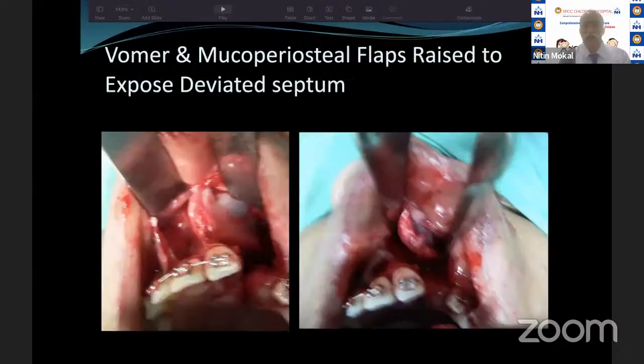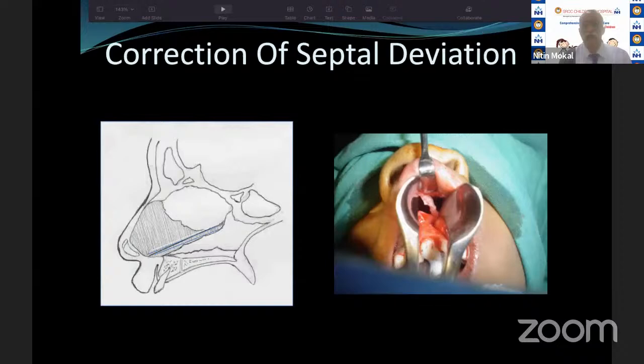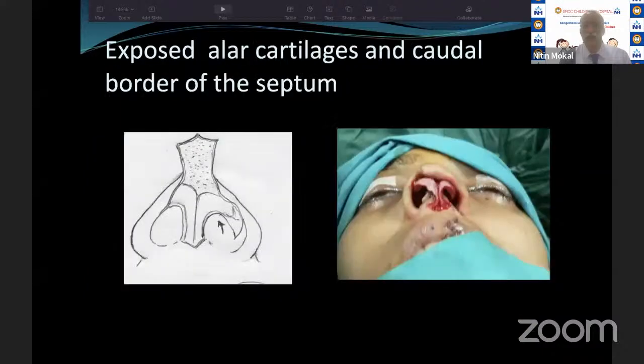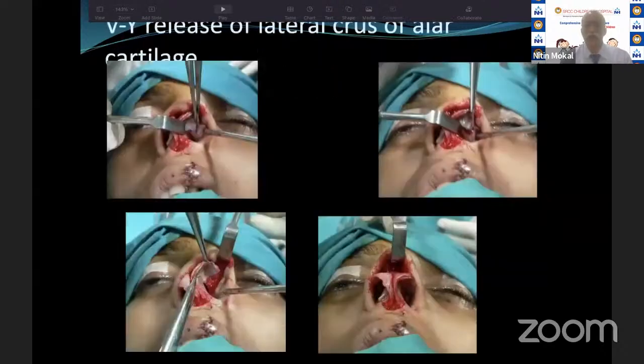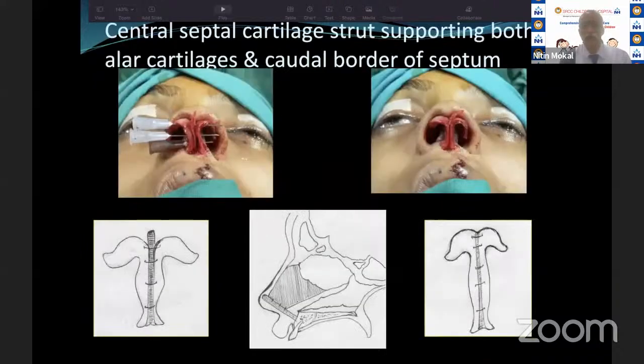So we can combine the alveolar bone grafting along with the nose rhinoplasty. We take out a strip of cartilage, we correct the nasal septum, and we fill that gap with the help of a cancellous bone graft. And then we do an open rhinoplasty approach where the alar cartilages are identified. The alar cartilage is brought back to the normal position by doing a VY release and bringing it to the normal level. And we also give support in the midline with a harvested cartilage graft, which not only provides good support to the alar cartilage of the affected side, it also gives good stability for your columella strut.